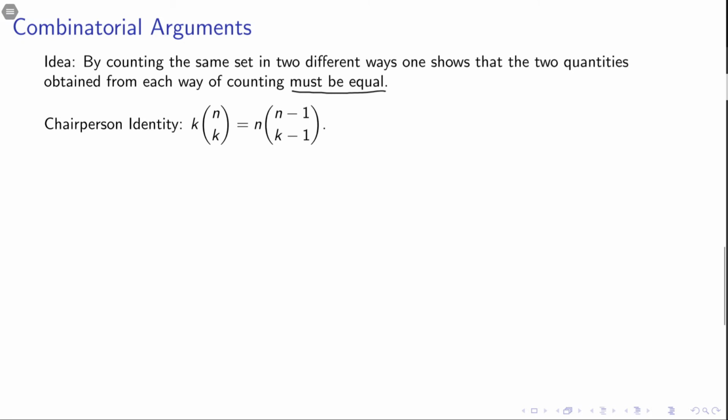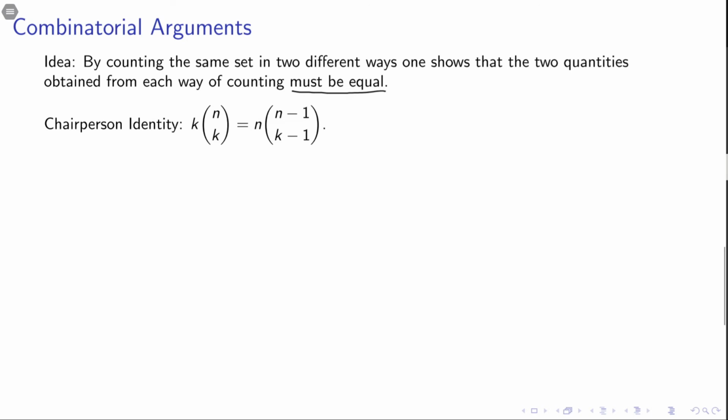And so let's look at another example. This is called the Chairperson Identity. This is the identity that says that K multiplied by the binomial coefficient N choose K is equal to N times N minus 1 choose K minus 1.